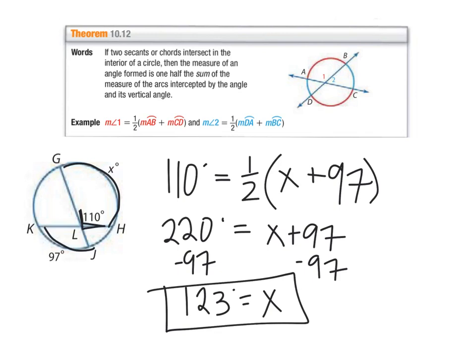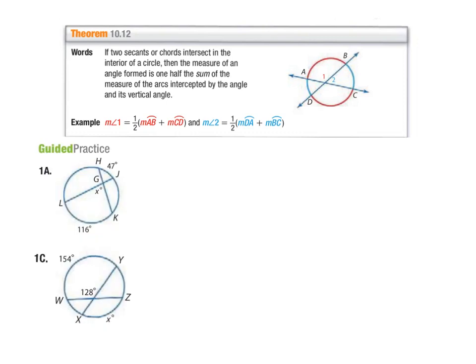All right, I've got 2 practice problems for you guys to try using this theorem. Here they are. Go ahead and pause the video here, give these 2 problems a try, and then you can check your answer.